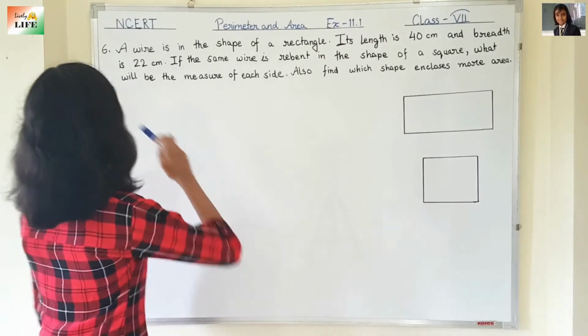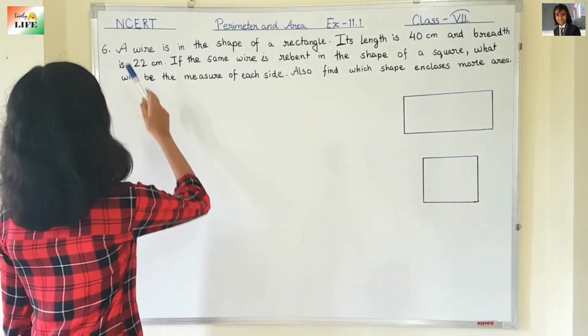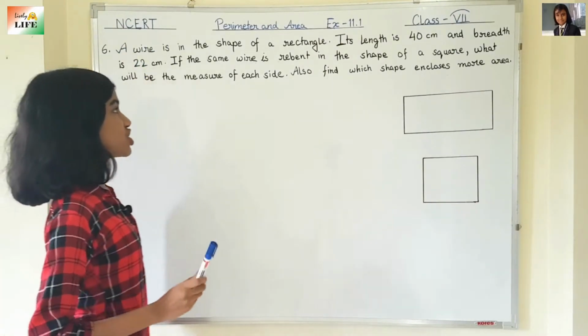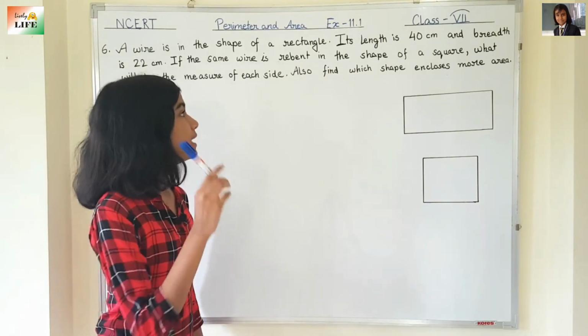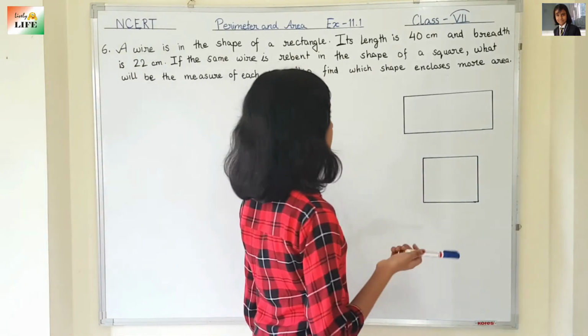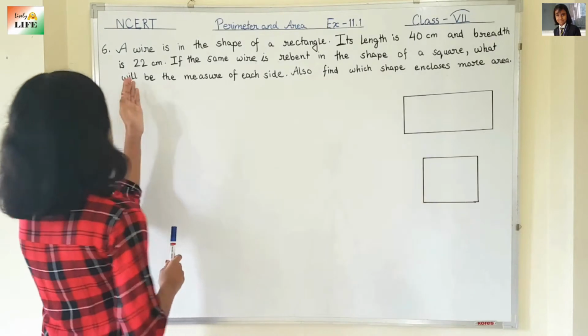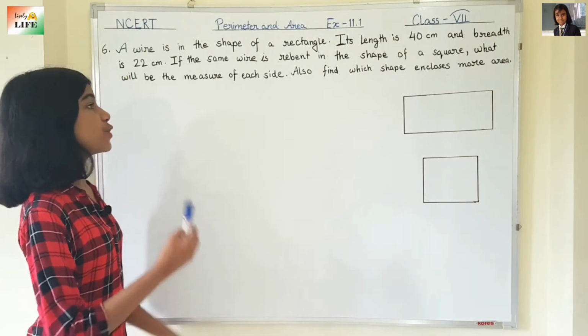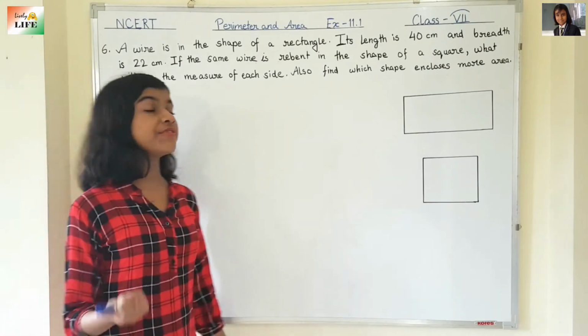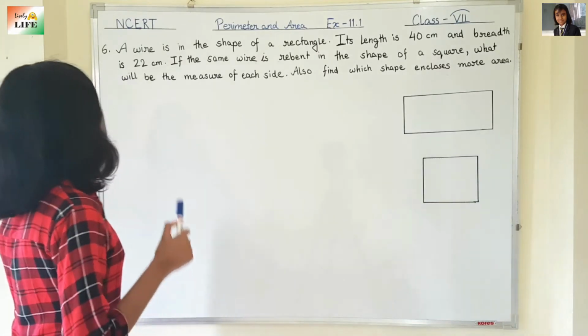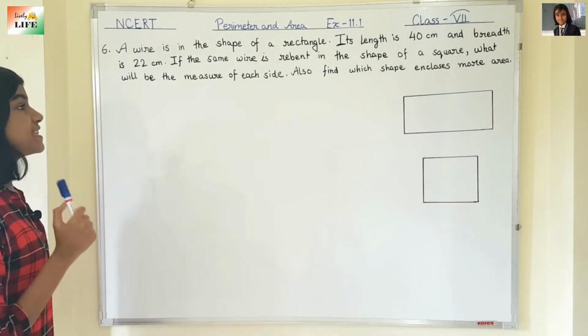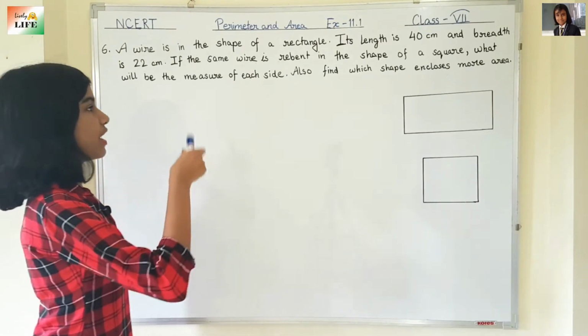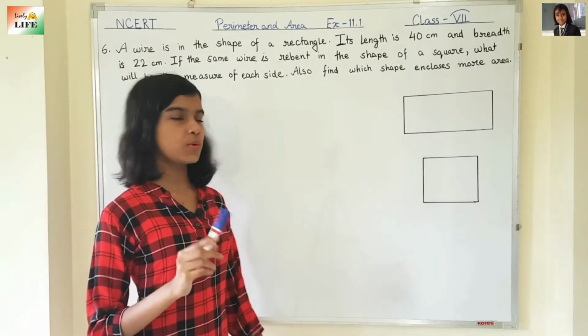Now we are going to start question number 6. A wire is in the shape of a rectangle. Its length is 40 centimeter and breadth is 22 centimeter. If the same wire is rebent in the shape of a square, what will be the measure of each side? Also find which shape encloses more area.